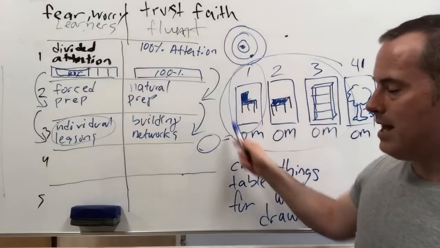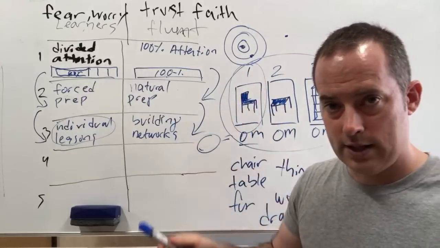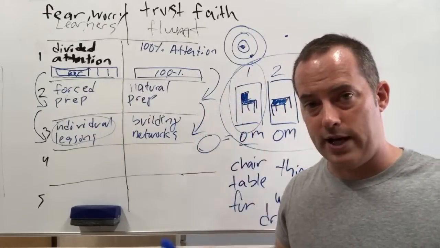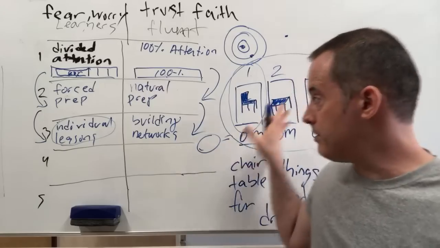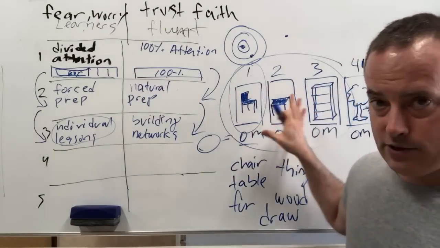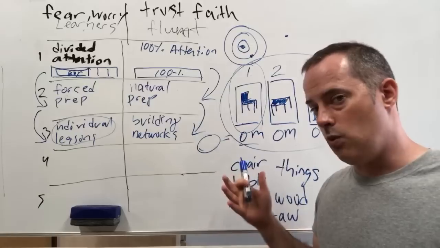But it's really the network that gets you fluent. It's the network that helps you understand like a native speaker. Now this is just one example. This is what I call naturally varied review. This is just one example of this.